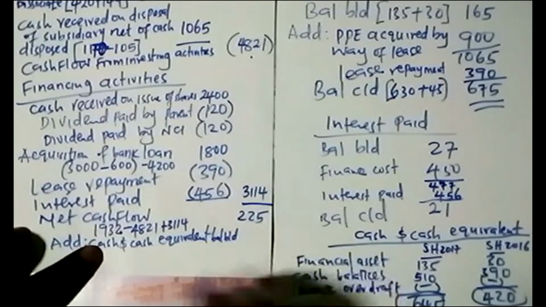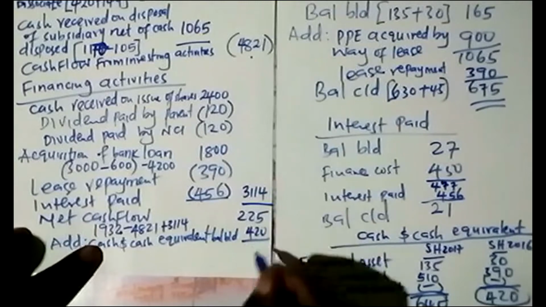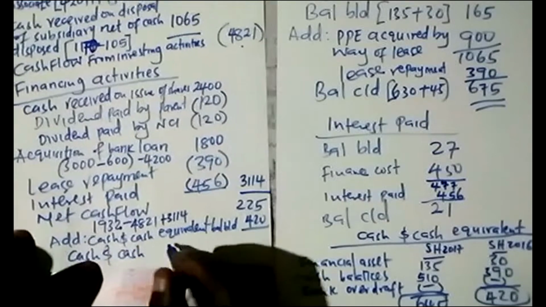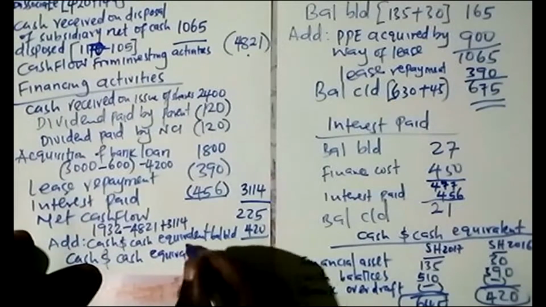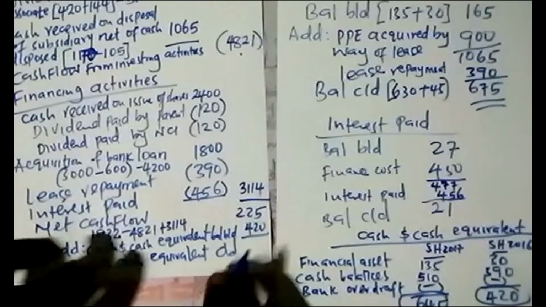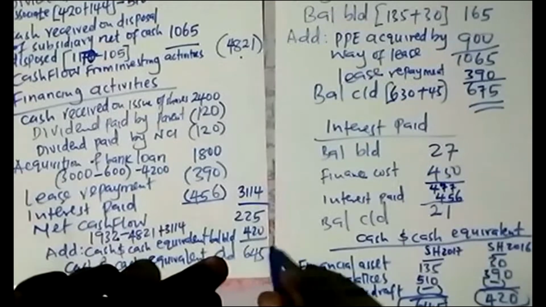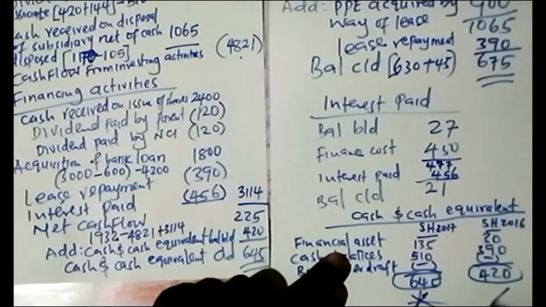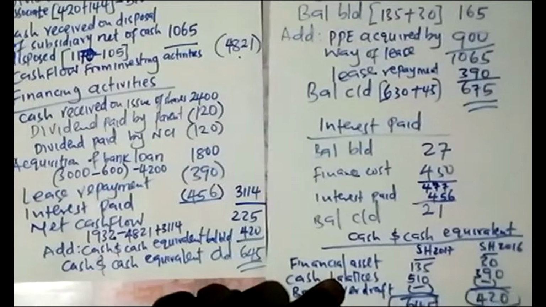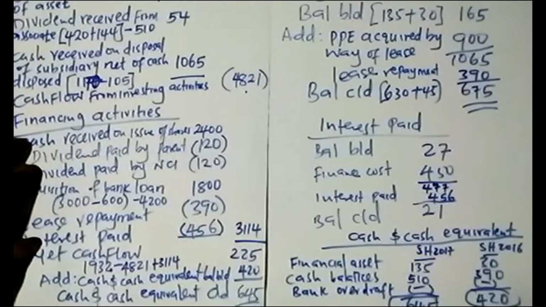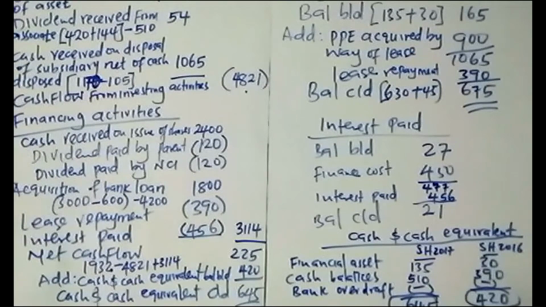So if I come here and add cash and cash equivalent balance brought down, the 420, I'm supposed to get cash and cash equivalent balance carried down of 645. So the one we got down here, 645. And that is the end of this question using the indirect method.